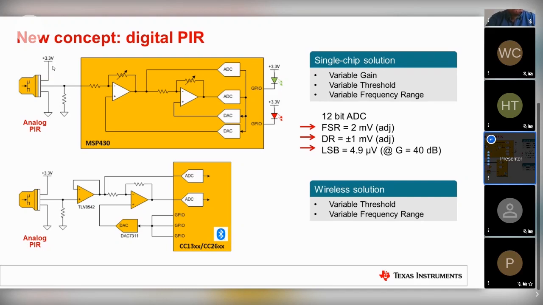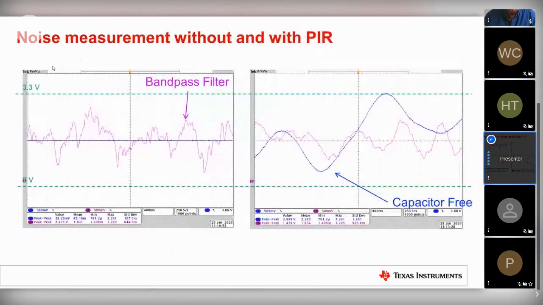Now, if I do some additional sampling, oversampling, I can easily push my LSB to 1 microvolt and look in a range that is very low. So very high distance, very low noise, and so on. We also have a wireless solution where the same thing is done using a CC13XX. So you can connect your PIR sensor directly to the CC, and you can have a Bluetooth or wireless connection to your sensor.